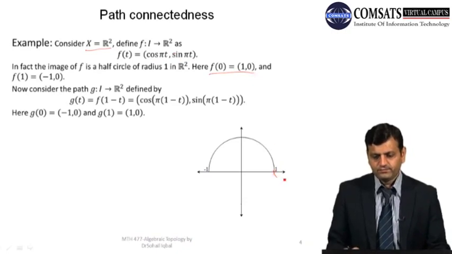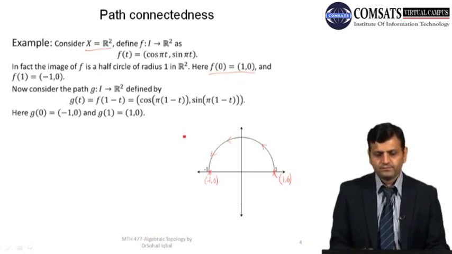So in other words, this is the initial point. And similarly, what is f of 1? So cosine pi is minus 1 and sine pi is once again 0. So this is, we can say, the end point. So (minus 1, 0) is the end point of this path. So as I said earlier, we are starting from this point and we are reaching this point. So there is some sort of orientation in this curve.